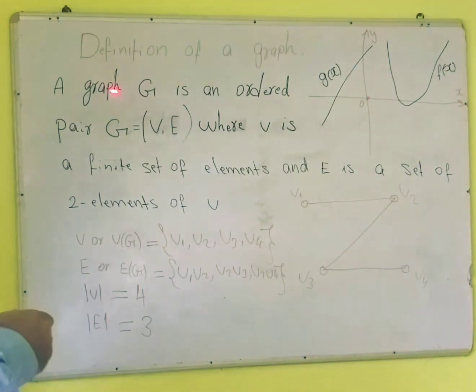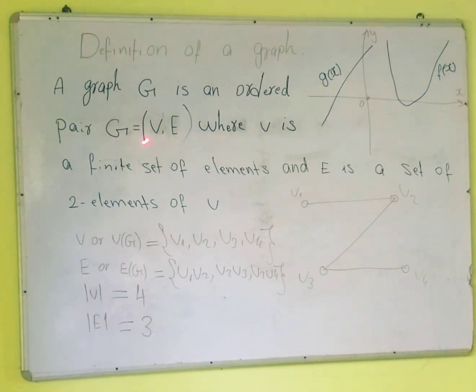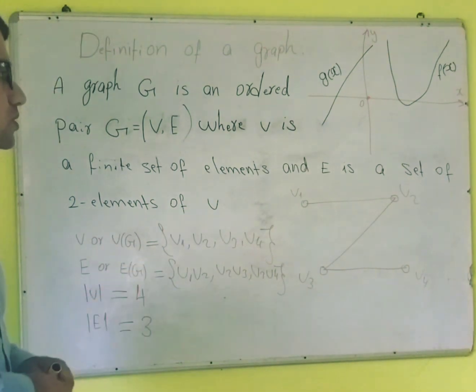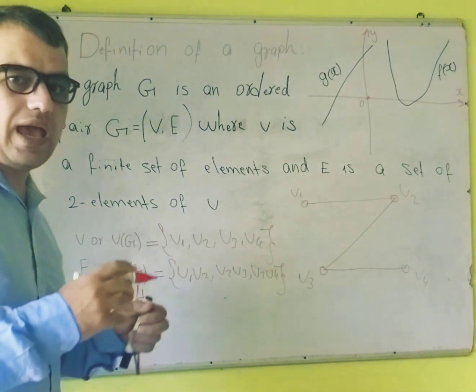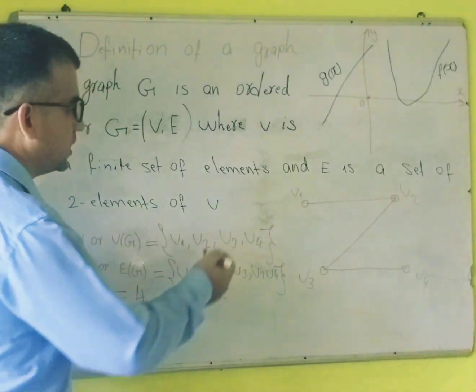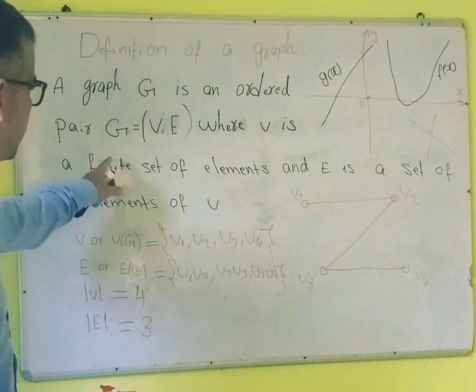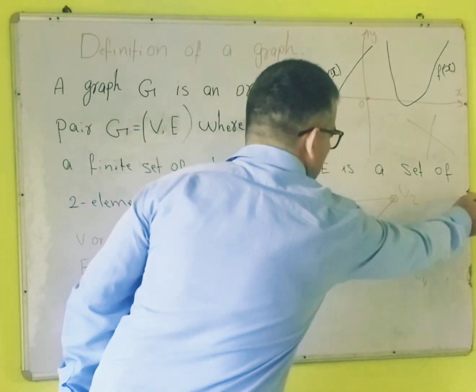Look at this definition. A graph G is an ordered pair (V, E), where V is a finite set of elements and E is a set of two-element subsets of V. It means that in the field of graph theory, we do not consider the x-axis or y-axis. And here, it is not a graph. What is a graph? According to this definition, we say this one is a graph.